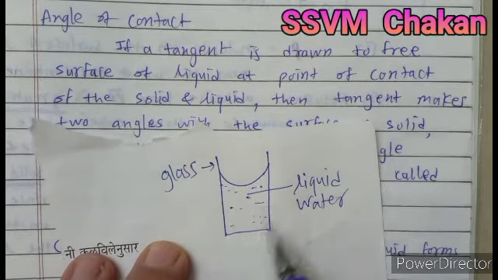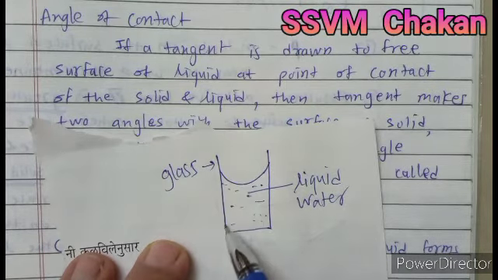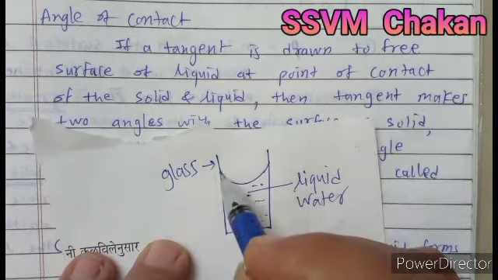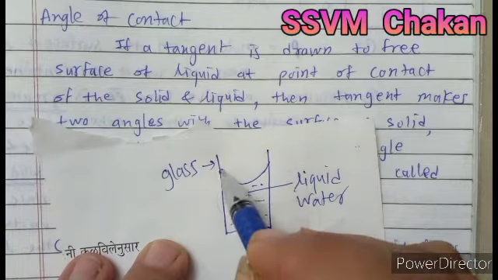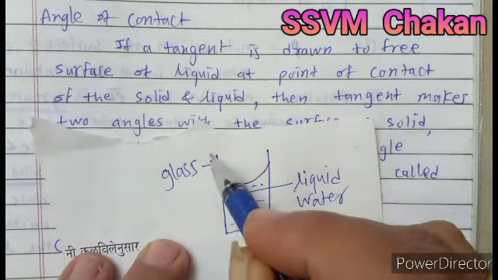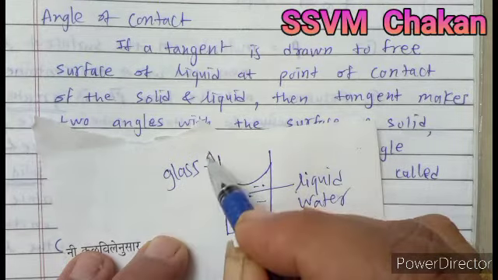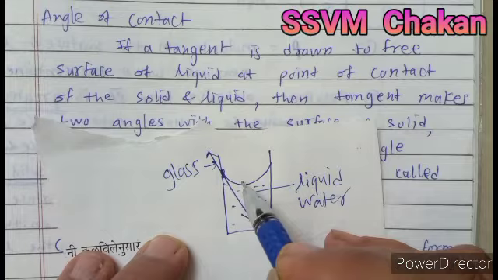Consider water in a glass tube. So this is a glass tube and this is water, called the liquid. This is the point of contact between the glass tube and water. We draw the tangent at this point of contact. Suppose this is the tangent at the point of contact between the glass and water.